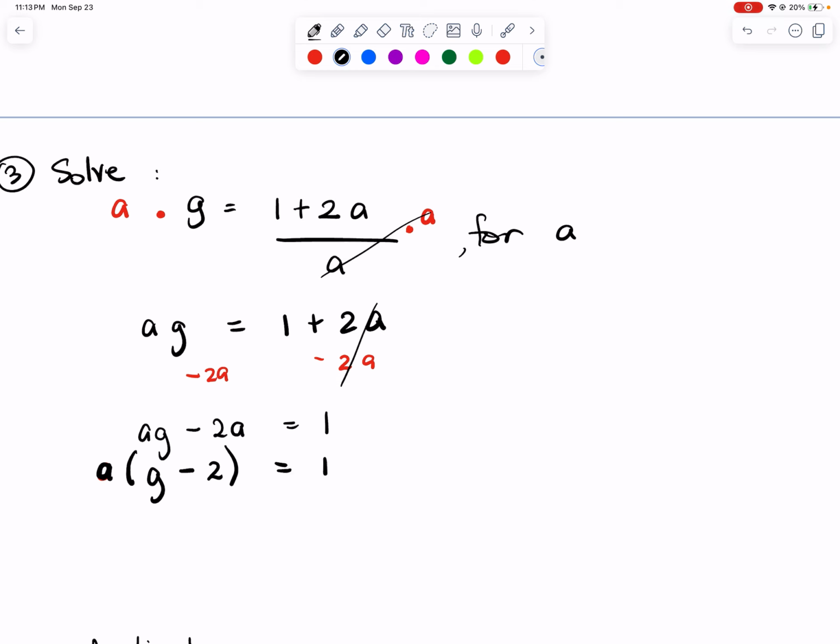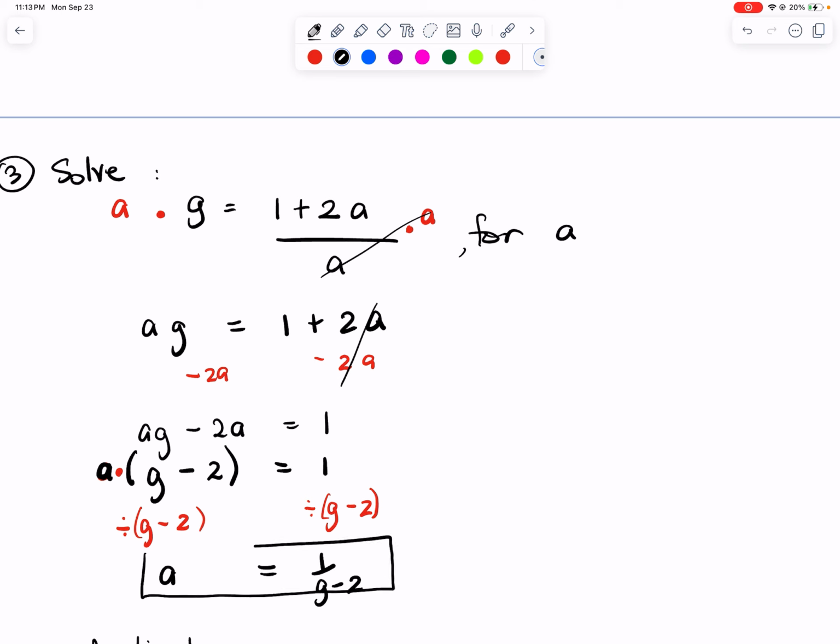All right, so now we're almost done. So now remember that when you don't see an operation here, that is multiplication. So we can go ahead and divide this by G minus 2 on the left and do the same over here on the right. And we get that A, now it's finally by itself, is equal to 1 over G minus 2. All right, so I did want you to see a hard one so that you know that this can be done even if it looks challenging.